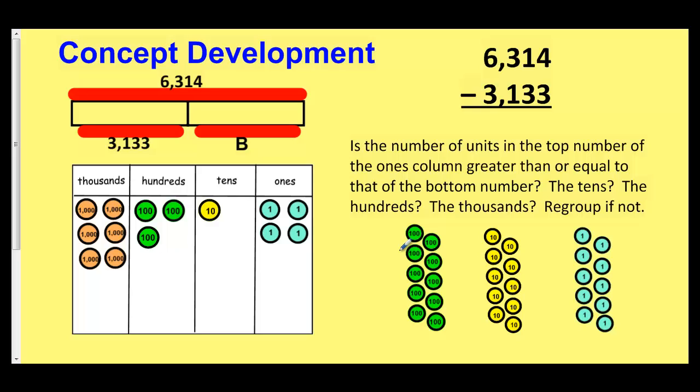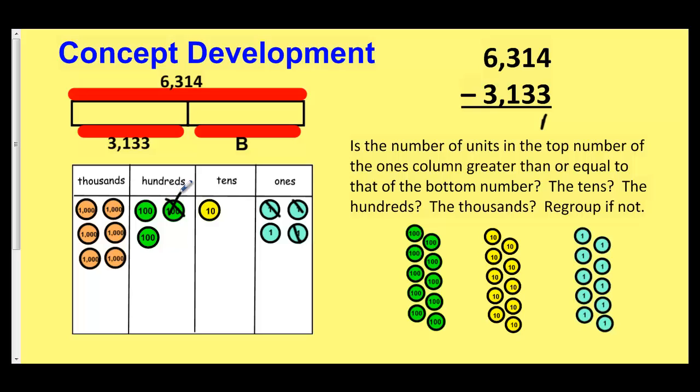Okay, so now we're ready to see if we are going to be able to subtract. When I look up here at the ones, I'm trying to take away 3 from 4. I can do that. I can go ahead and take away 3 ones, and that's going to leave me with 1 in the ones place. Now I'm going to take a look at the tens place, and I'm trying to take away 3 tens, but I don't have 3 tens.